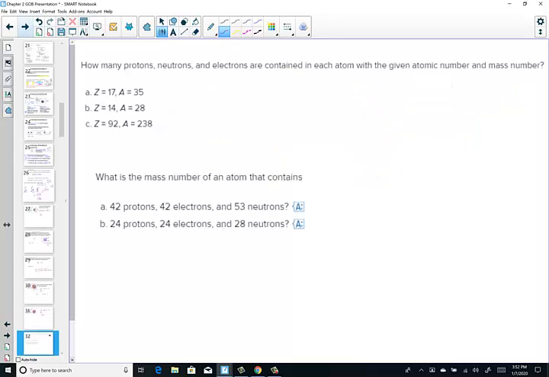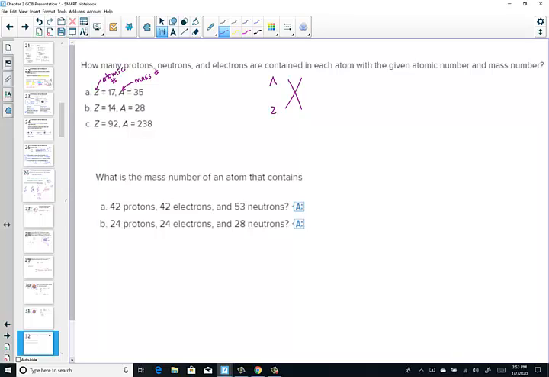Let's keep practicing on page 7. How many protons, neutrons, and electrons are contained in each atom given the atomic number and mass number? Well, let me model letter A, and ask you to pause and do letter B and C in a similar fashion. Notice that Z is what we refer to as atomic number. And the letter A is what we refer to as the mass number. So any element, let's just use a generic symbol, X, places the mass number over the atomic number.